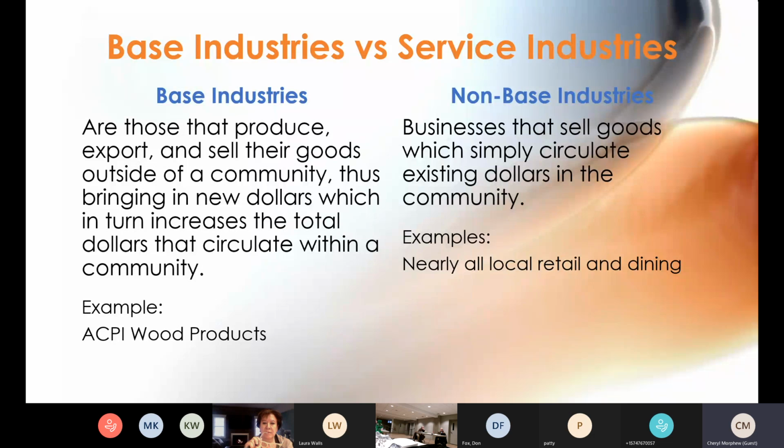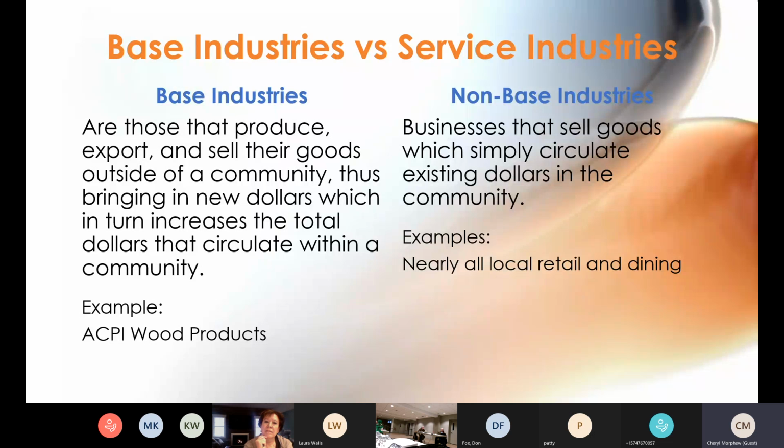Base industries are those companies that make something and sell it outside of your community, or export it, as they say, so those are new dollars coming back into the town of Culver. An example here is your ACPI wood products. What they're manufacturing pretty much all leaves your community, and so those new dollars are coming back to you.